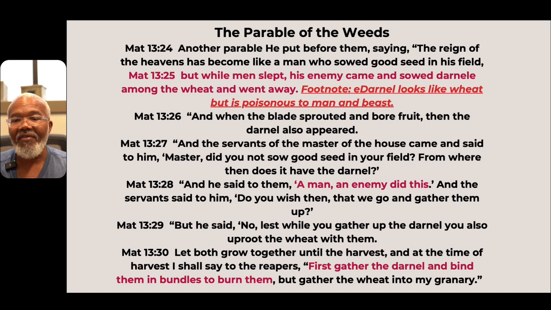And the servants of the master of the house came and said to him, "Master, did you not sow good seed in your field? From where then does it have the darnel?" And he said to them, "A man, an enemy, did this." And the servants said to him, "Do you wish then that we go and gather them up?" But he said, "No, lest while you gather up the darnel, you also uproot the wheat with them. Let both grow together until the harvest.